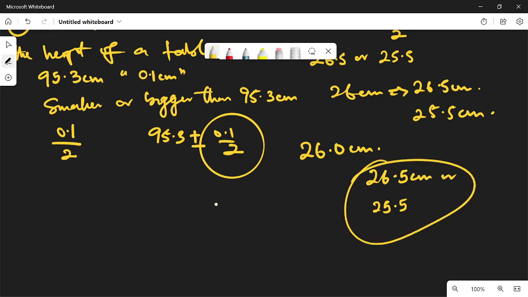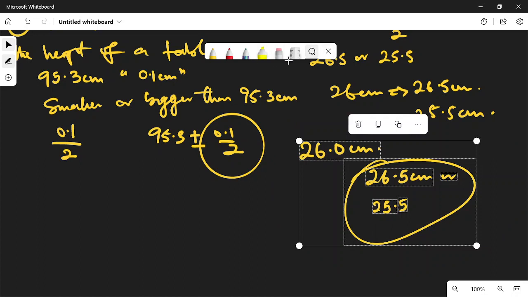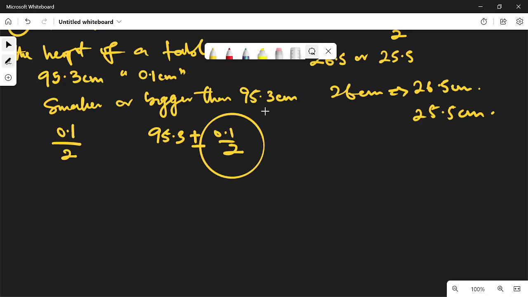Okay, it means we are yet to get this. You can't have 26.5 as the absolute error. Let me break it down so that you guys will understand it better. When you want to know your absolute error, what you need to consider is what you are given. For example, when we started with 95.3 centimeter, you see that this one is one decimal place.